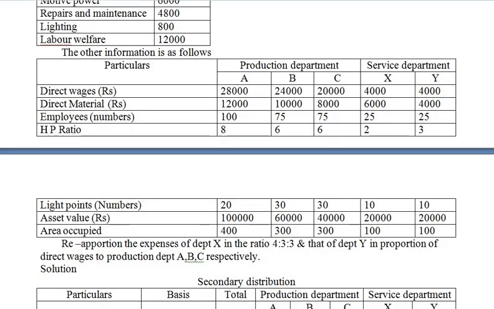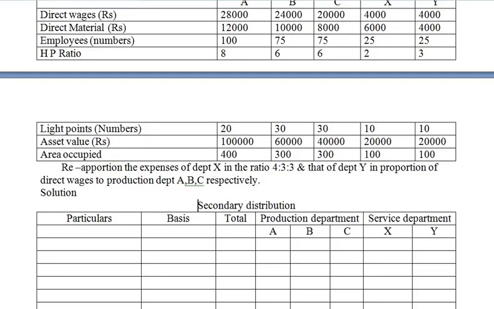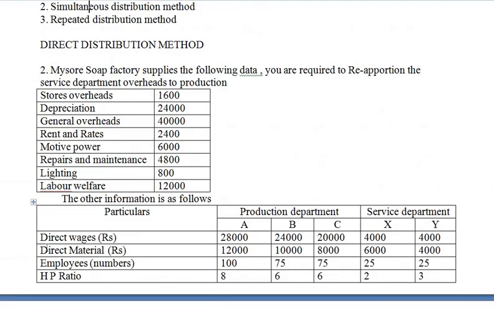Now for this, write down heading as secondary distribution. Here we need to make 8 columns. One is for particulars, second one is basis, third is total, and then there are 3 production departments A, B, C and 2 service departments X and Y. Hope everybody is understanding. Now we will take the first point. Go through the chart whatever they have given. Overheads. Now stores overheads is given.